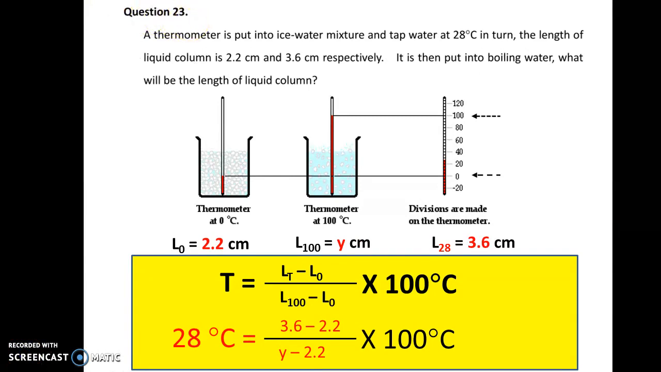Question 23. This thermometer is first put into ice-water mixture. At that time, the length of the liquid column is 2.2 cm. And then it is put into tap water at 28 degrees Celsius. At that time, the length of the liquid column is 3.6 cm. What should be the length of the liquid column at 100 degrees Celsius? Again, you use equation 2, but at that time you don't know the length at 100 degrees Celsius, and so you put it as a variable in the equation, and then you may find the answer like 7 point something cm. And don't forget to give a unit to your answer.